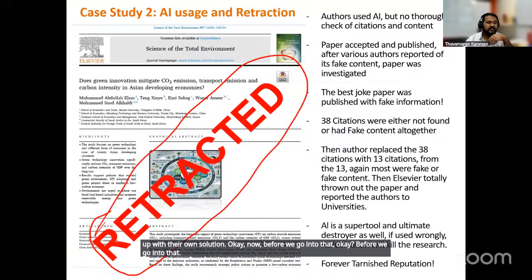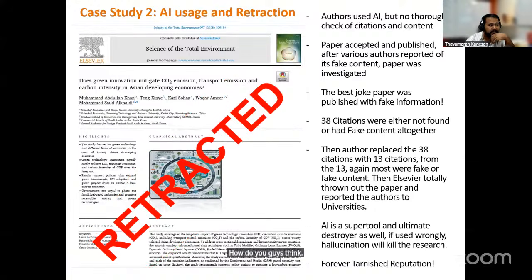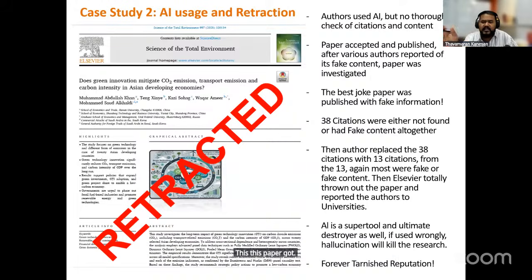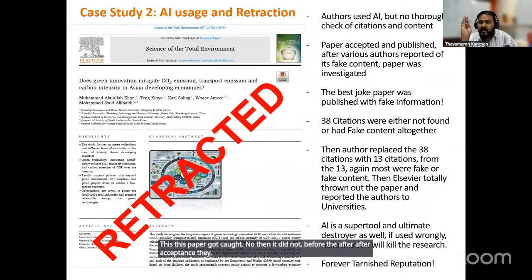how do you guys think this paper got caught? How come? This one was already published, right? So after publishing, the journal won't be bothered. They go to the next paper already, the publisher. They have no time to come back and check on all these papers. So how do you think, after publishing, this paper got caught? No, not Turnitin. After acceptance, they normally won't check Turnitin anymore. So how do you guys think?